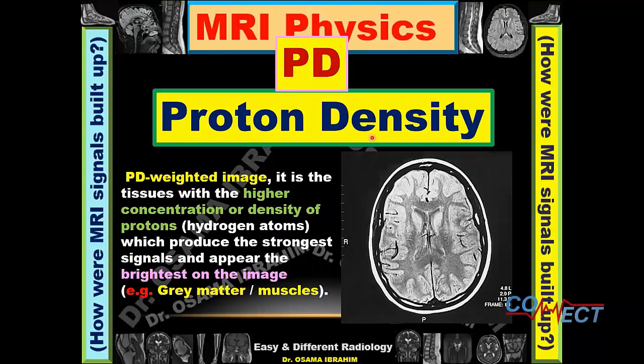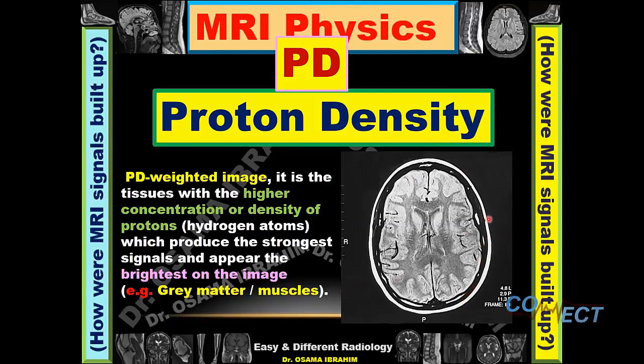Proton density weighted image, like this axial MRI image, is where tissue with higher concentration or density of protons, like gray matter in this example, appears as high signal in proton density. In musculoskeletal imaging, the muscles have high concentrations of protons, and this means they appear with higher signal than the surrounding structures.